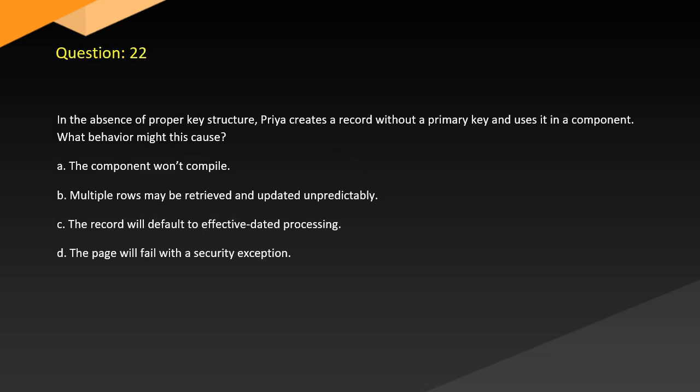Question 22. In the absence of proper key structure, Prayer creates a record without a primary key and uses it in a component. What behavior might this cause? A. The component won't compile. B. Multiple rows may be retrieved and updated unpredictably. C. The record will default to effective data processing. D. The page will fail with security exception.